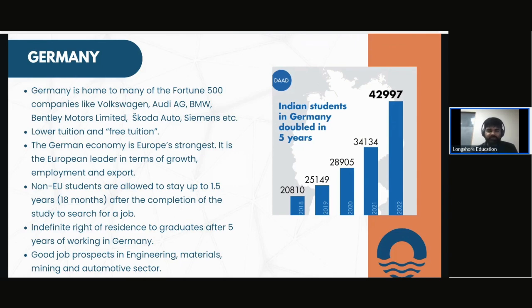Students are allowed to stay 18 months after completion of the study to search for a job. You have the chance to apply for permanent residency. But again, as a non-English speaking country, in the urban areas and the major cities like Berlin, Frankfurt, and so on, English is not going to be a problem. You would be able to get by.